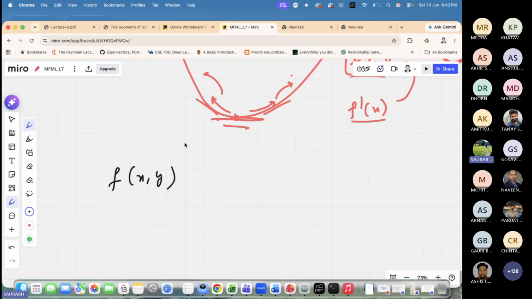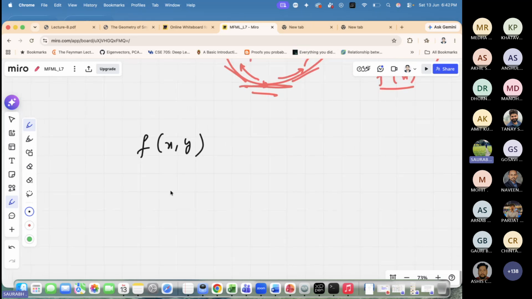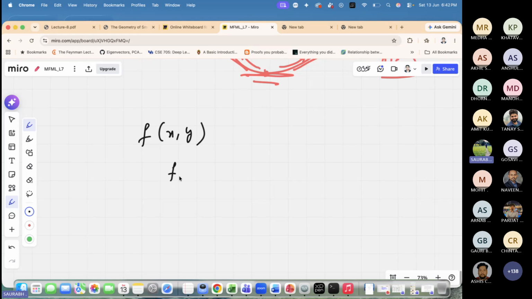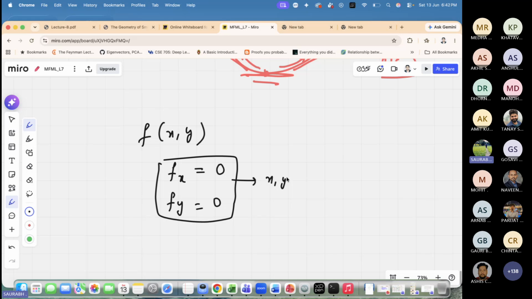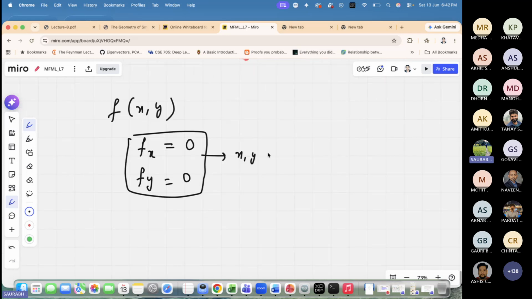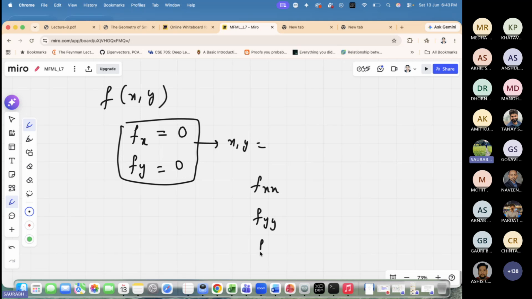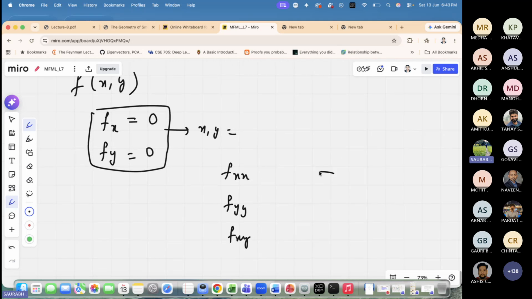So what you'll be doing is first taking the derivative of the function with respect to x, the first derivative, and with respect to y, and equating them to 0. Then you will get some point x and y. Then you will find fxx, fyy, fxy.